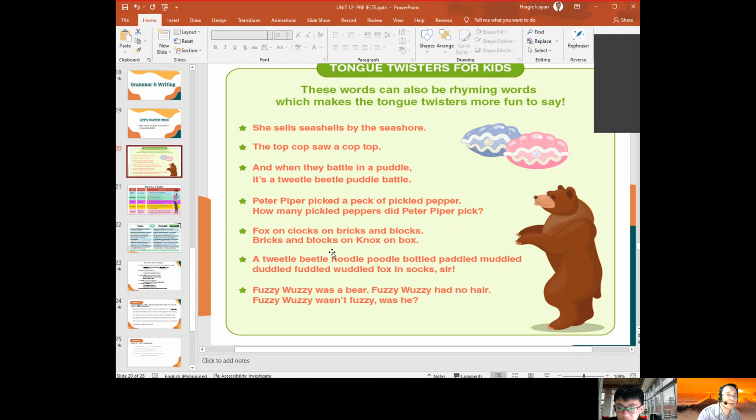Okay. Next. A tweetle beetle noodle poodle bottle paddle, fork on saucer. Okay. Fuzzy Wuzzy was a bear. Fuzzy Wuzzy had no hair. Fuzzy Wuzzy wasn't very fuzzy, was he?